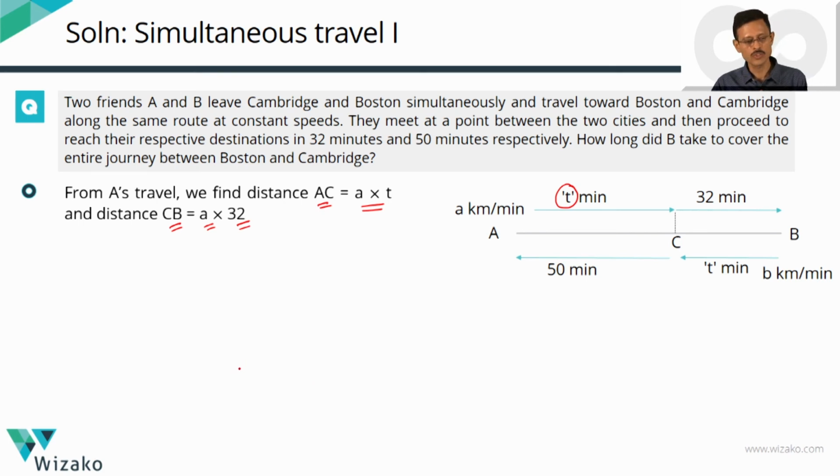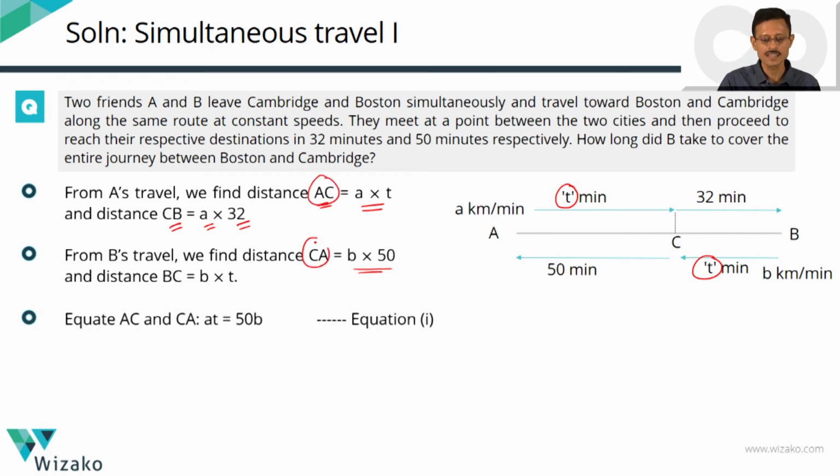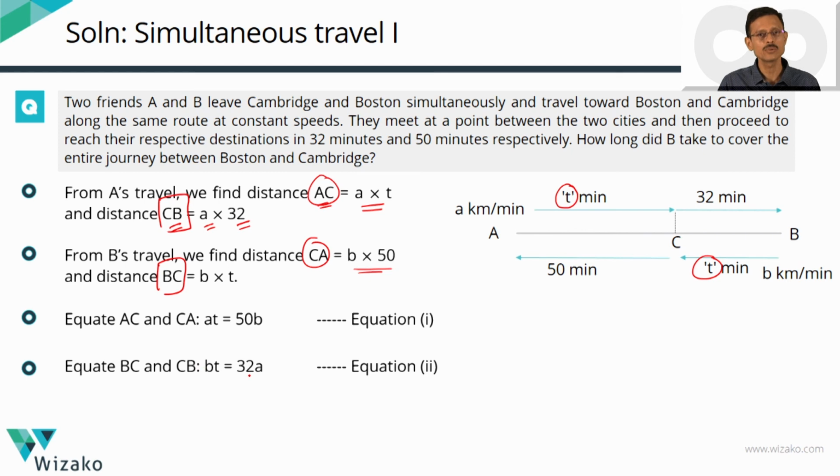Let's compute the distances for B. B to travel this distance CA or AC is going to take 50 minutes and is covering it at a speed of B kilometers per minute. So the distance AC measured from B's perspective is B into 50. This distance BC as measured from B's perspective, B takes T minutes for it, and travels at B kilometers per minute. So let's equate the AC, which is equal to AT is equal to 50B. This AC is the same as CA. Similarly, let's equate BC and CB. That is going to make it as BT is equal to 32A.